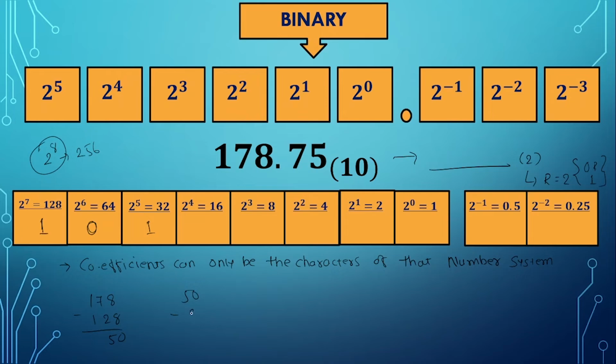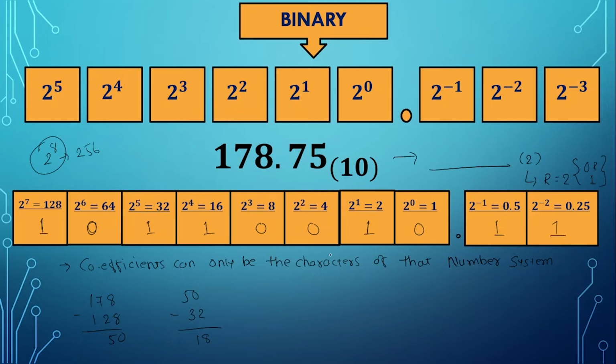Now 50 minus 32, you will have 18. So again you will use 16 over here because it is smaller than 18, and 16 plus 2 is nothing but 18. So all the other parts will be 0. Then we'll put a binary point over here. Now we want to make 0.75. So 2 raised to minus 1 is 0.5, 2 raised to minus 2 is 0.25. If you add this 0.5 and 0.25, you will have 0.75. So you will put 1 over here, 1 over here.